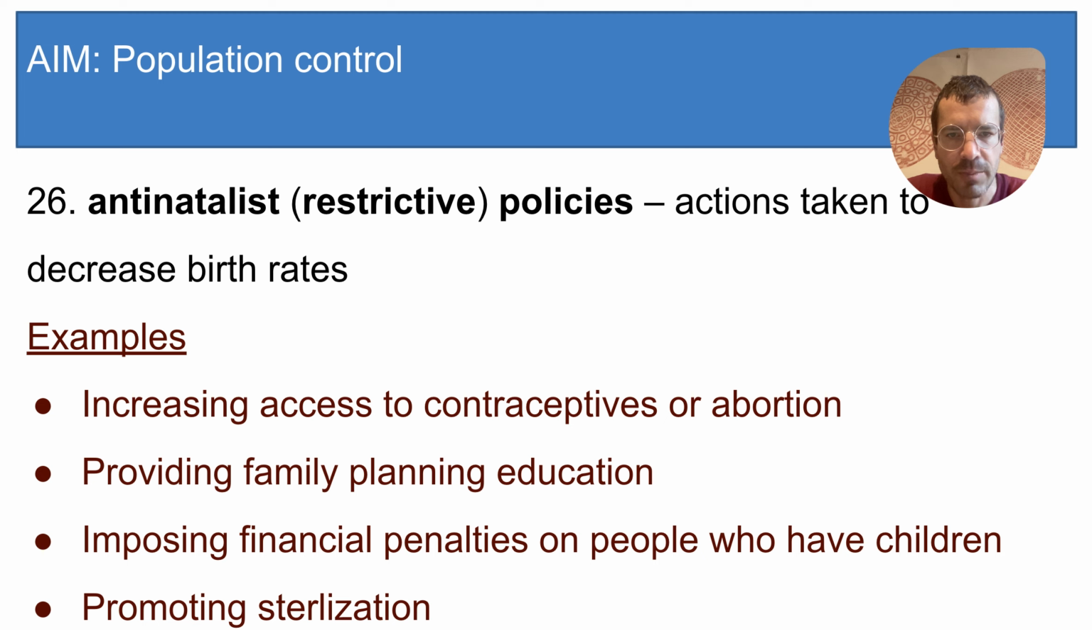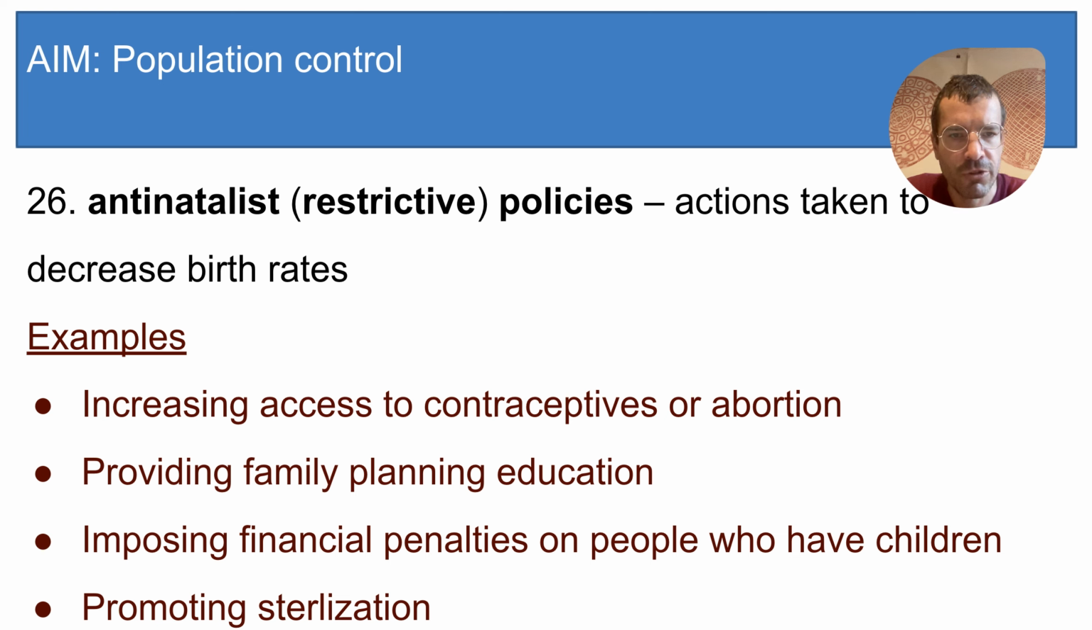The most common examples of antinatalism is providing increased access to birth control or abortions by making them affordable or even free. Another common example is providing education to young people about family planning, like demonstrating how to use birth control or teaching them about the financial strains that having children can cause.